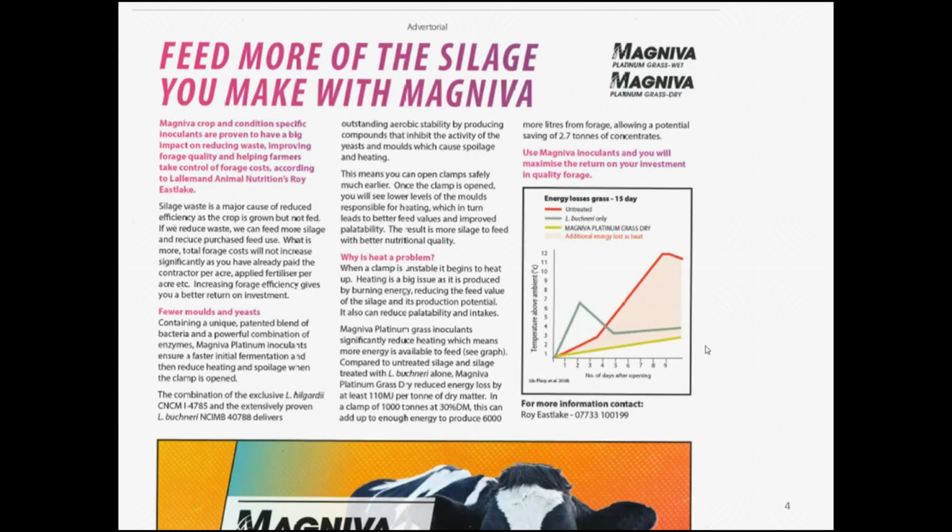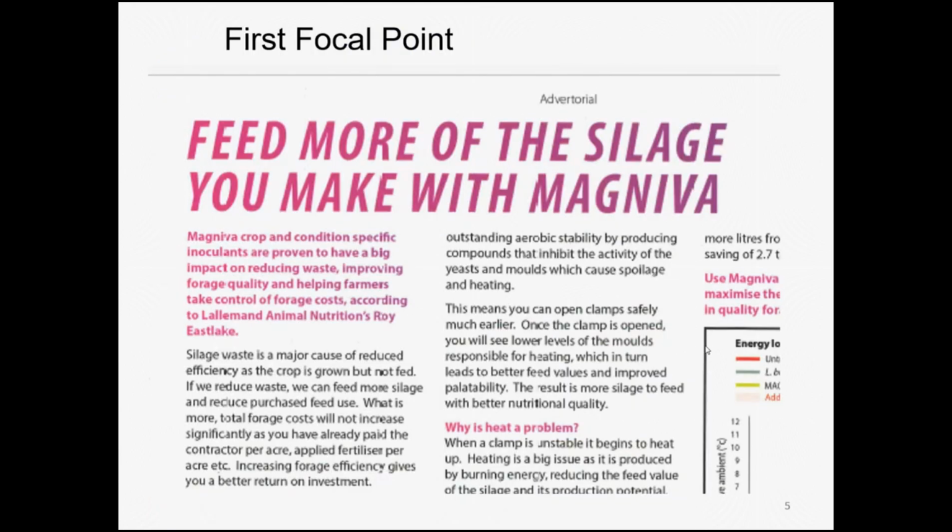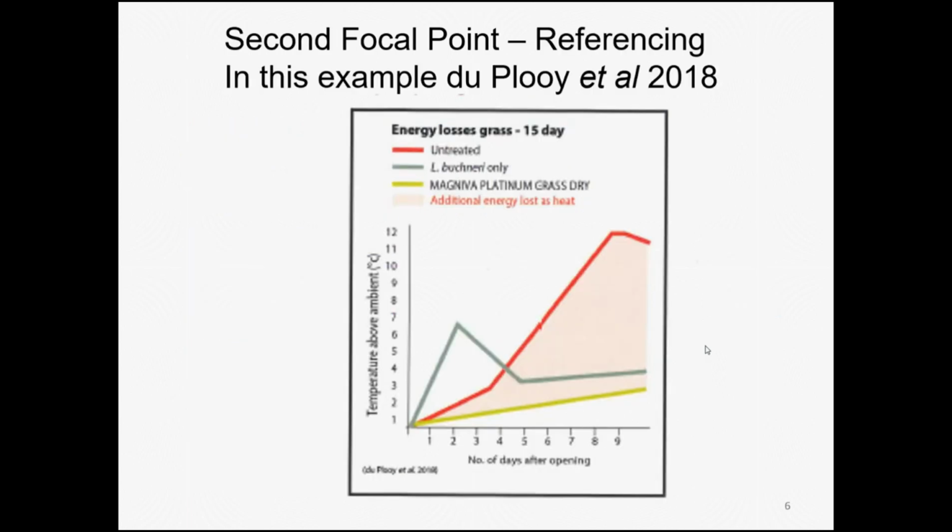So this is the article that I'm going to be using, and the first thing I want us to focus on is this word at the top, advertorial. That actually means that the company placing this piece in the farming press has paid for it. So the magazine has very little say on what they put in it. And it actually looks like a piece of research. But when we focus in, we might find out more information.